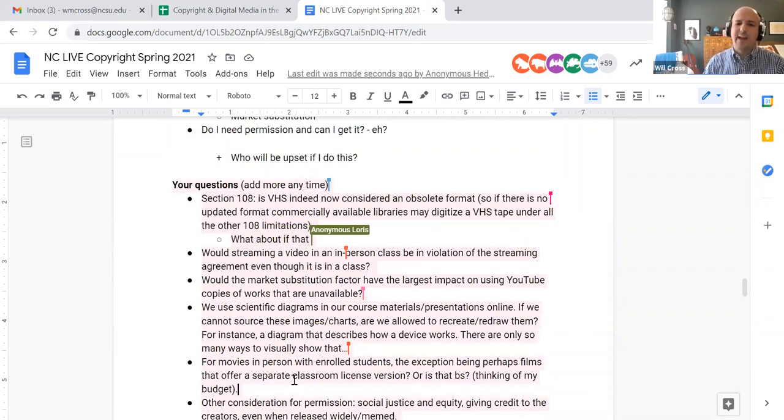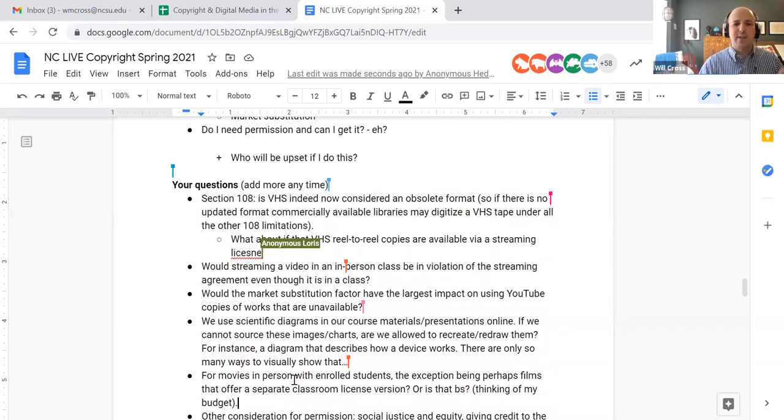What I would do to check on that is to go to Best Buy and Amazon and three other websites, or just go to Google or your search engine of choice and just type in something like buy VHS, buy VCR. And if they are available, not on the used market for $500,000, but new in store and box, it's not obsolete. If those are not available, then the format is considered obsolete and you can do that digitization in different ways.